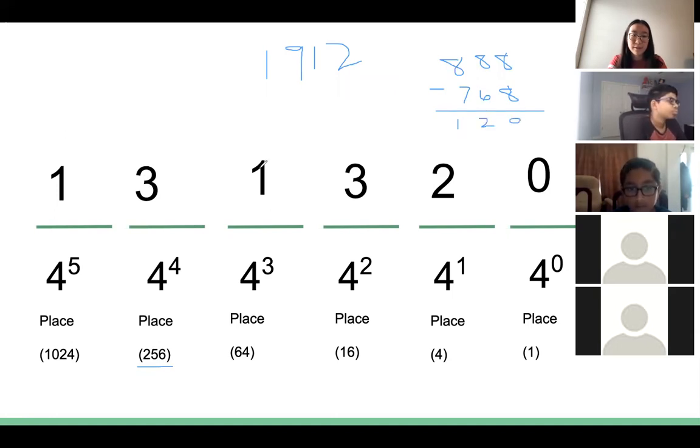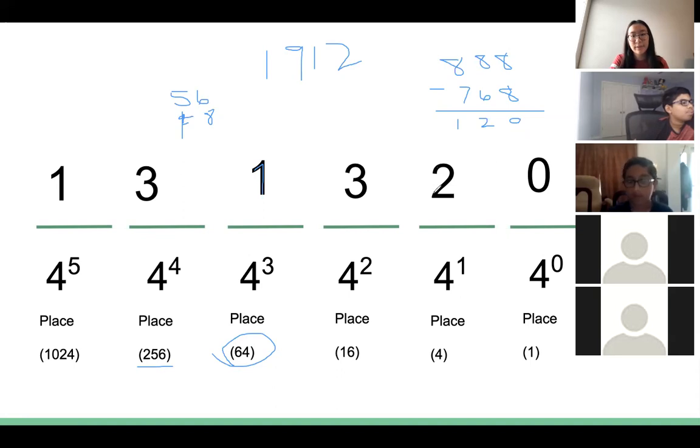Basically, we just repeat that process. So there's going to be 1 64 that can fit into 120. 120 minus 64 is 56. And then we ask ourselves how many 16s are going to fit in 56. Well, that's going to be 3 16s because that equals 48. And then 56 minus 48 is going to be 8.